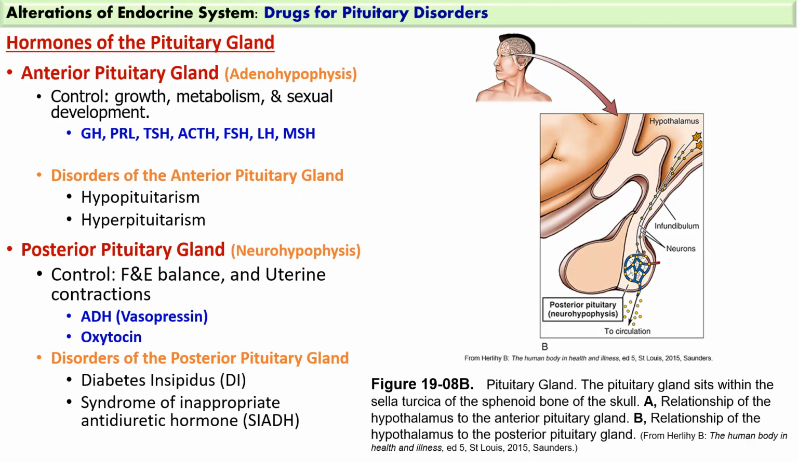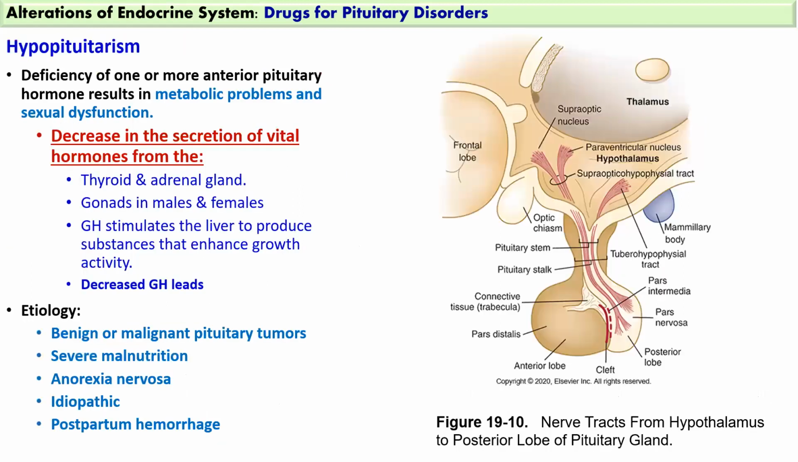The posterior lobe is affected by two main diseases, because the posterior lobe produces two main hormones, ADH and oxytocin. The diseases resulting from the posterior lobe of the pituitary gland are either DI or SIADH: diabetes insipidus, or syndrome of inappropriate antidiuretic hormone.